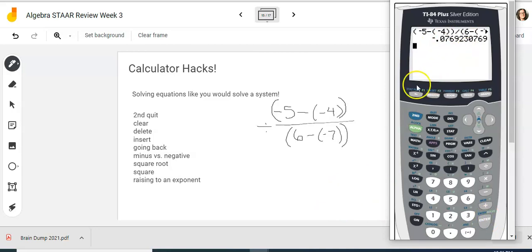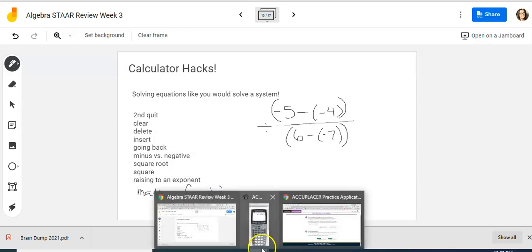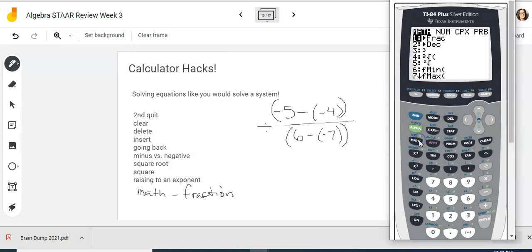Let's say I really need to know what that fraction is. Okay, I want to see what the fraction for this decimal is. That's in the math key. Okay, let me write that. Math will give you a fraction. It's the very first option. So if I go math, see the first option, and just hit enter. I'm already there, and then enter again. So -1 over 13 would be the slope number I need for this.